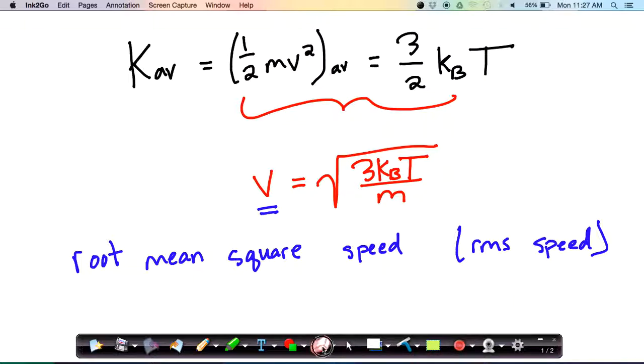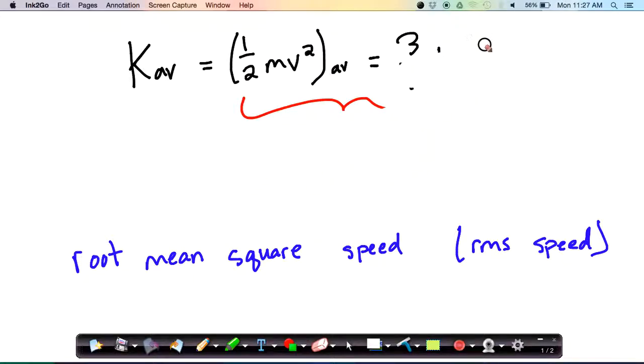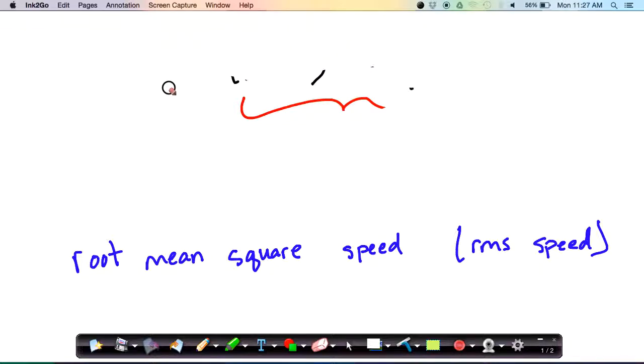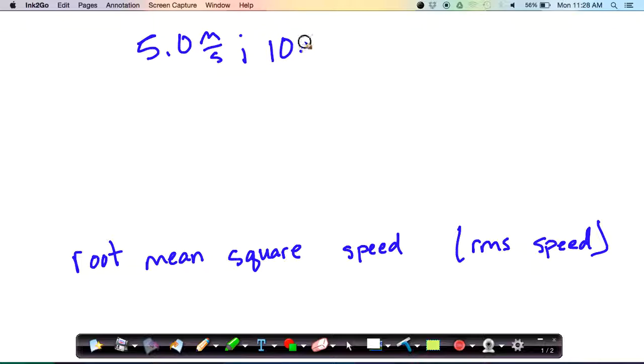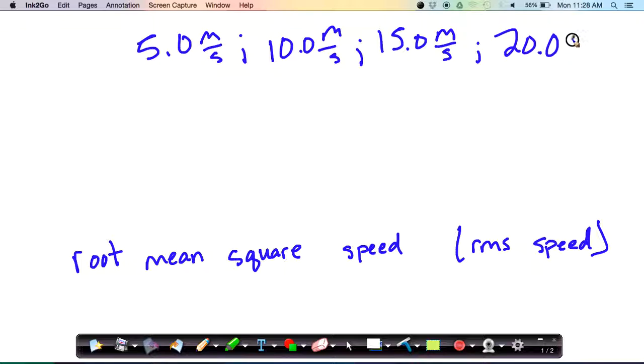Just to illustrate this concept, let's take a look at a sample set of data and compare and contrast average speed with root mean square speed. Let's say we have a set of, let's go with 4 speed values: 5.0 meters per second, 10.0 meters per second, 15, and 20 for our last two values. So we've got 4 particles in our sample of gas. Let's pretend we measured the speed of these particles and ended up with these 4 values.